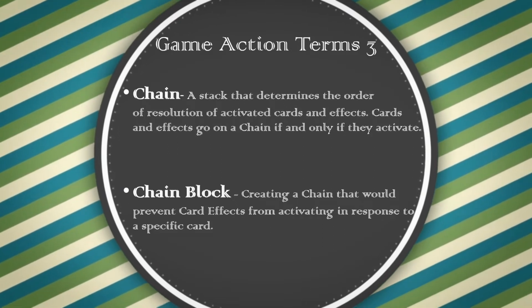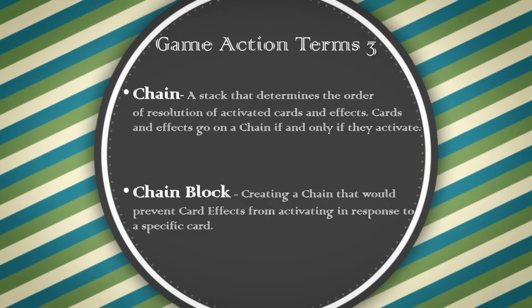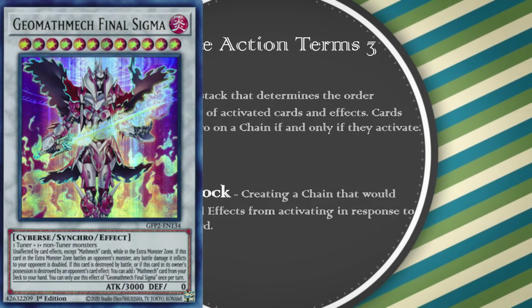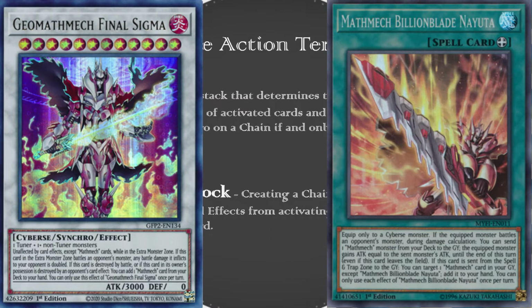For example, let's say you have Geomathmech Final Sigma on your field and it's equipped with Mathmech Billion Blade Nayuta. If Final Sigma was destroyed, both the monster and equip spell would have their effects triggered simultaneously, allowing you to order the chain link as you see fit.